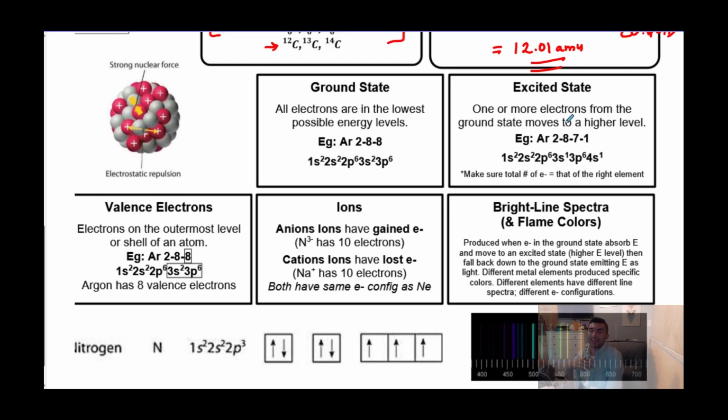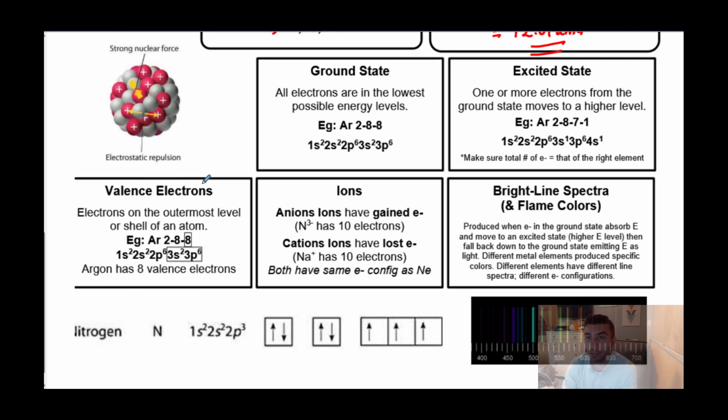The excited state is when one or more electrons move from the ground state to a higher level. And we can have infinite possibilities of what an excited state configuration looks like, but as long as we have an electron moving from a lower energy state to a higher energy state, it's considered an excited state configuration. The valence electrons are the electrons that are on the outermost energy level of an atom, and I show you there again with the argon example.